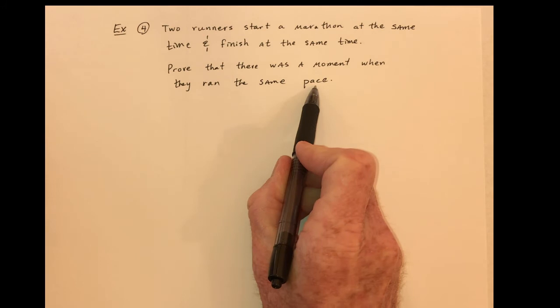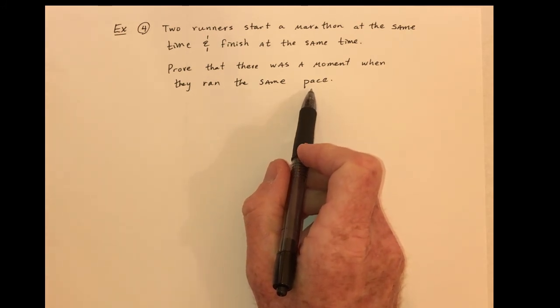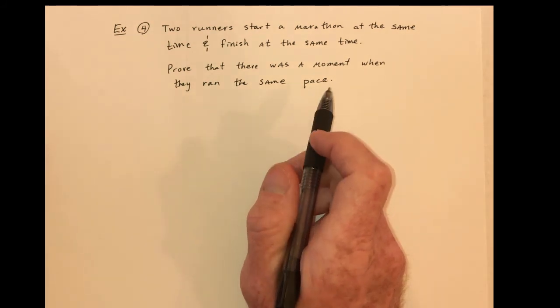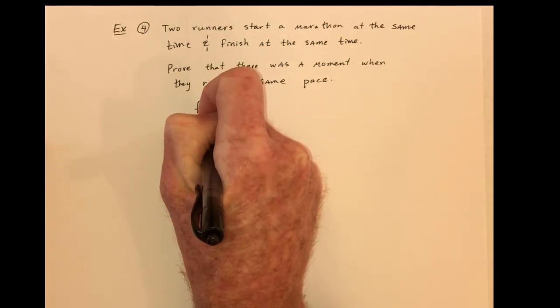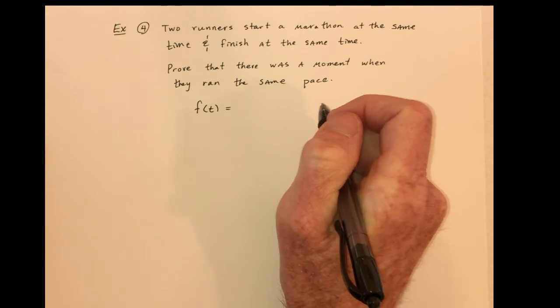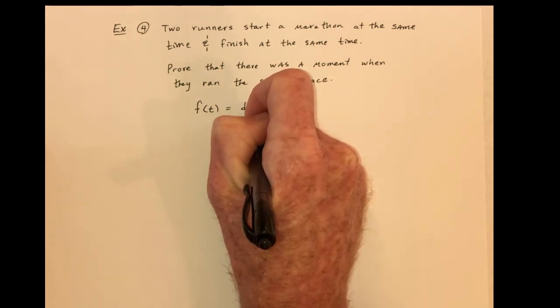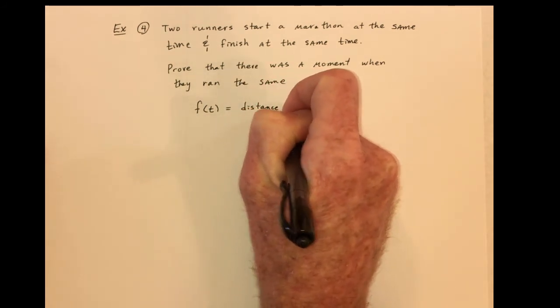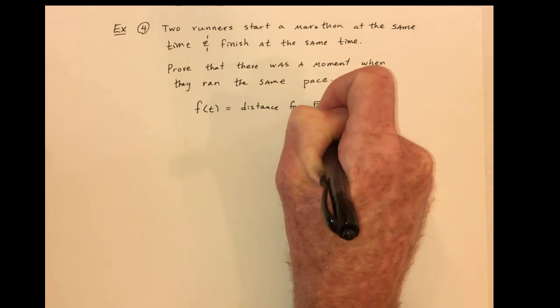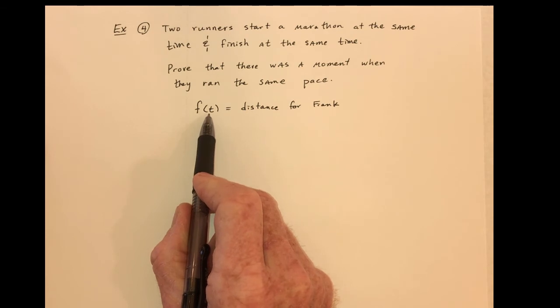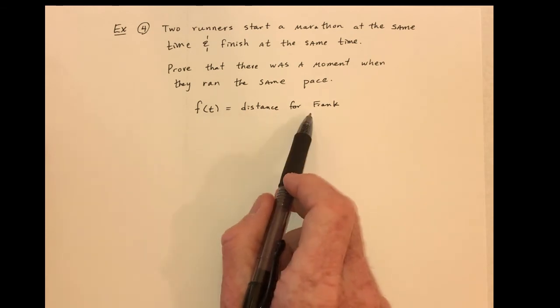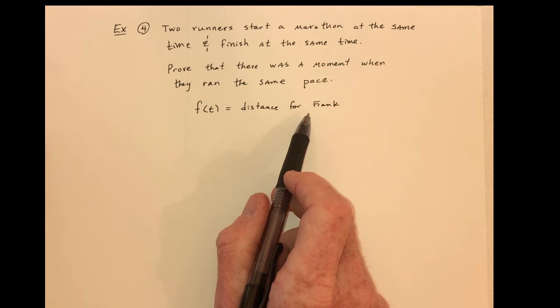Or in other words, their derivatives were equal. Because derivative means how fast they're going, so we're trying to show that at some point their derivatives are equal. So let's say one person is Frank, and then this function is going to be the distance for Frank. So you can plug in 10 minutes or you can plug in 2 hours and it will tell you how far Frank is through the race.